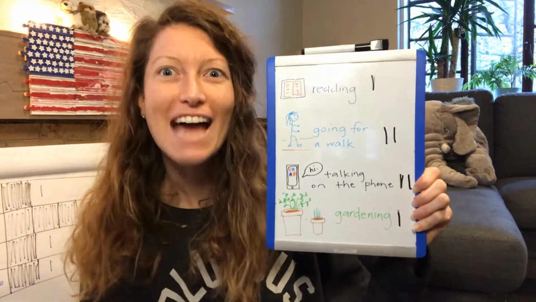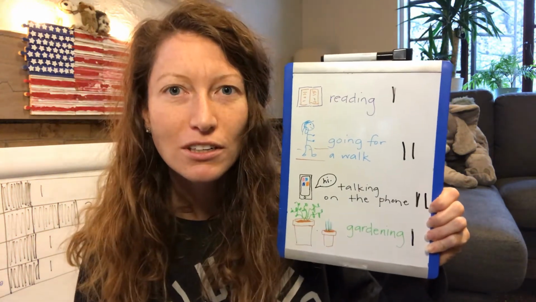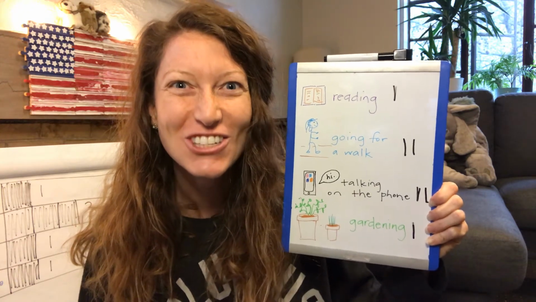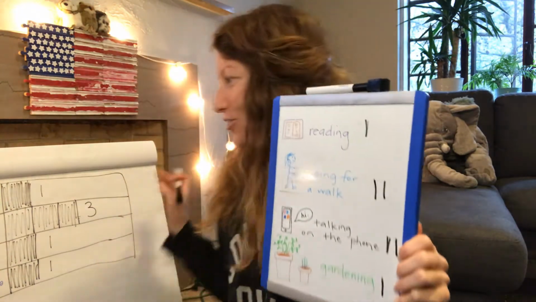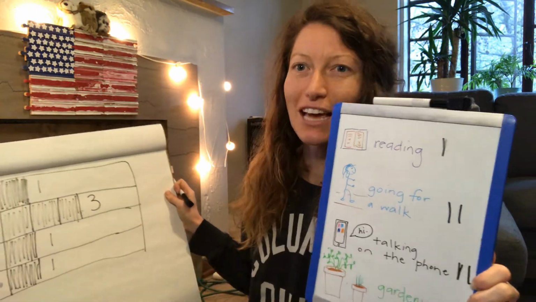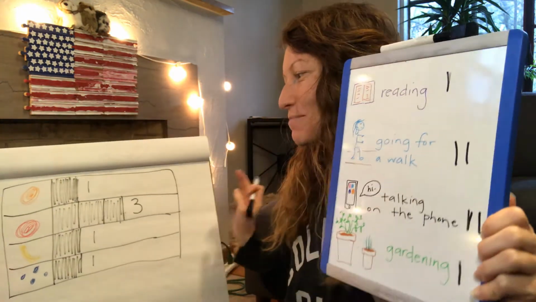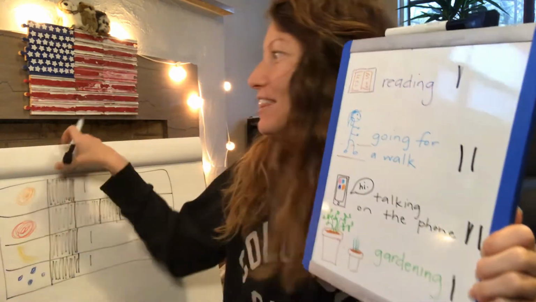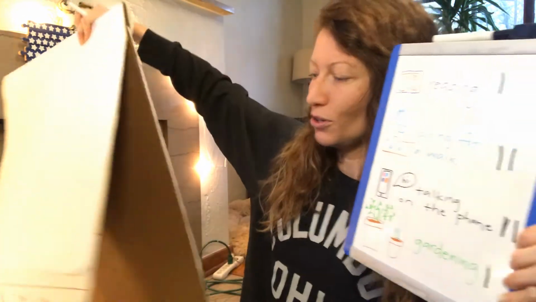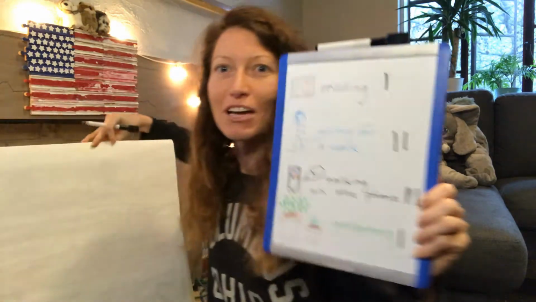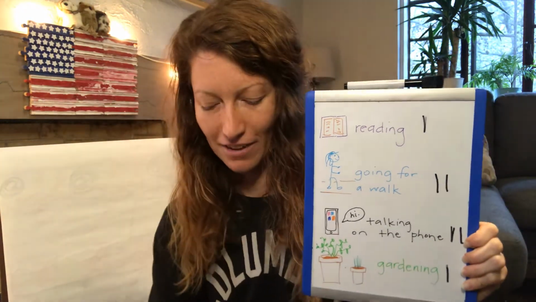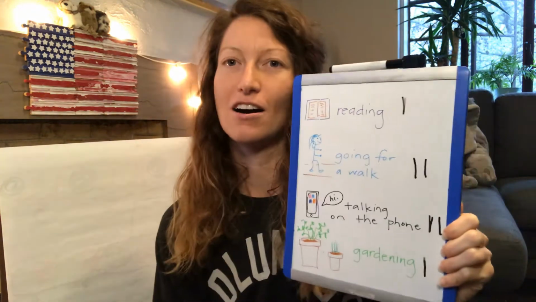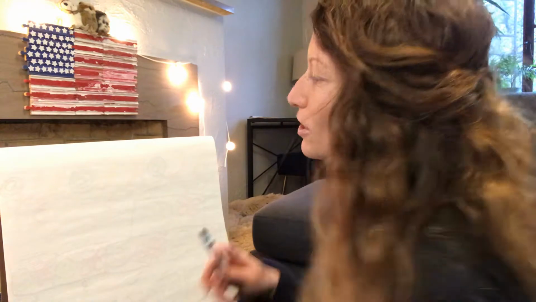All right, now comes the fun part. We get to make our chart. All right, so last time we made our chart with our apples and oranges and bananas and blueberries, but this time, we are going to make a chart with our activities. What are the things that we love to do? All right, now I have 4 activities. That means I need 4 rows on my chart.